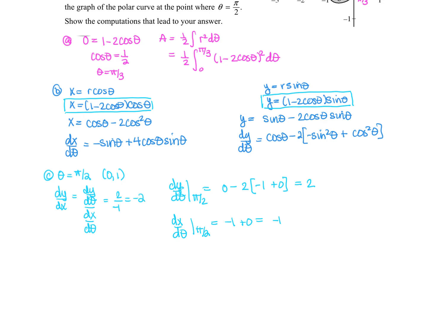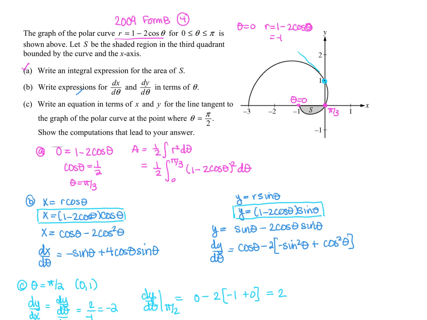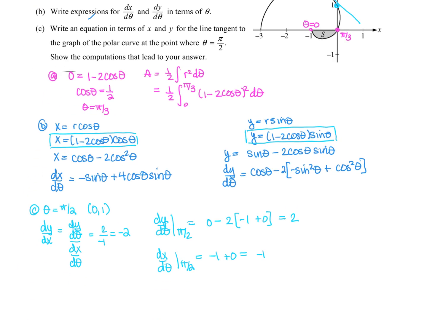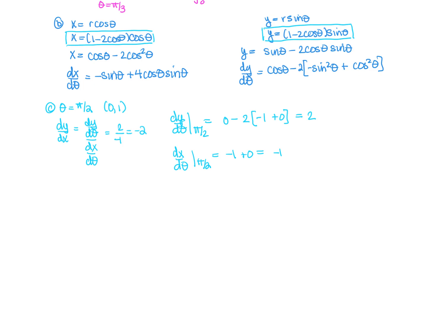Let's go back to our graph and make sure that we do in fact have a negative slope. And we do at that point. Okay, so the equation of the tangent line would be y minus the y value is equal to the slope, x minus the x value. So y is equal to negative 2x plus 1 is the equation of the tangent line.